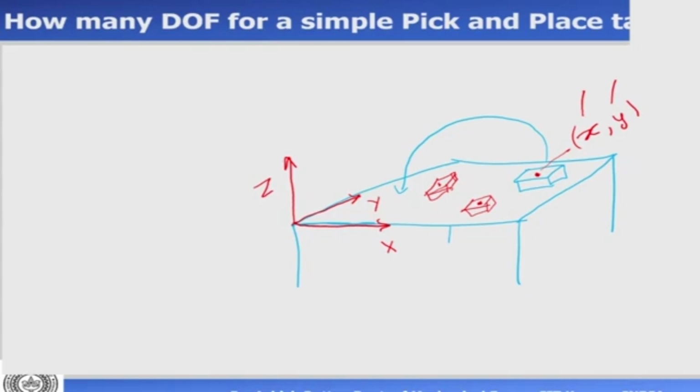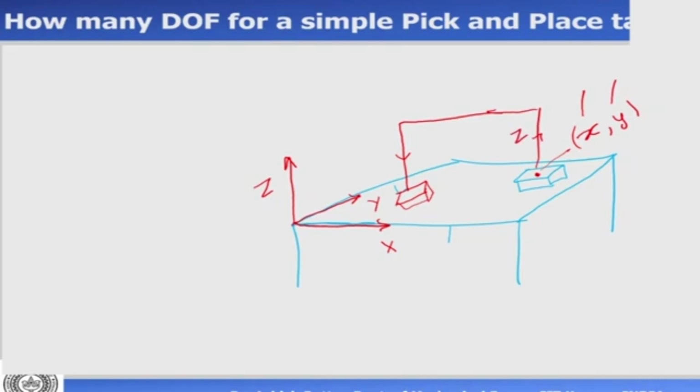Okay. So after catching the object, what I need to do is I need to take it up. Then I need to move like this, and then I need to keep it down there. So to take it up means I need to move along the z-axis. So this is my z direction.